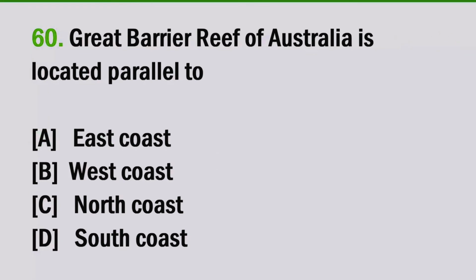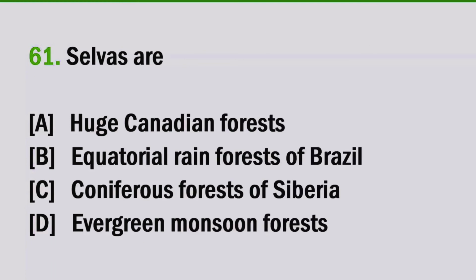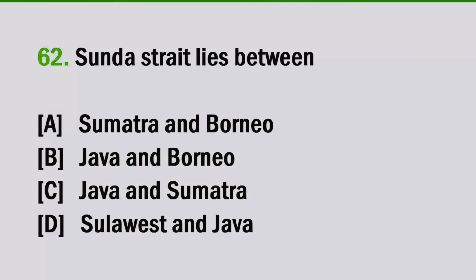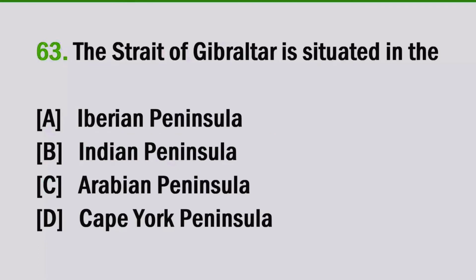Great Barrier Reef of Australia is located parallel to. Answer A. East Coast. Selvas are. Answer B. Equatorial Rainforest of Brazil. Sunda Strait lies between. Answer C. Java and Sumatra. The Strait of Gibraltar is situated in the. Answer A. Iberian Peninsula.